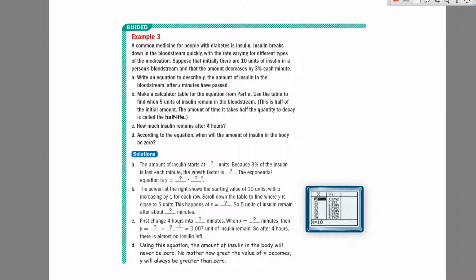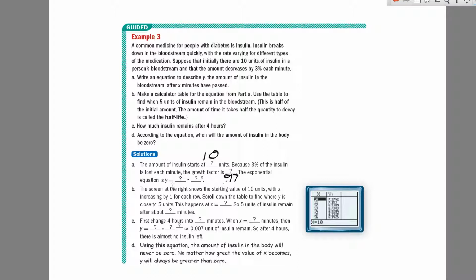So diabetes is treated with insulin, which breaks down in the bloodstream quickly, with the rate varying for different types. If initially there are 10 units of insulin in a person's bloodstream and the amount decreases by 3% each minute, write an equation y to describe the amount of insulin in the bloodstream after x minutes. The amount of insulin starts at 10 units. Because 3% of the insulin is lost each minute, the growth factor is 0.97. So 97% remains.